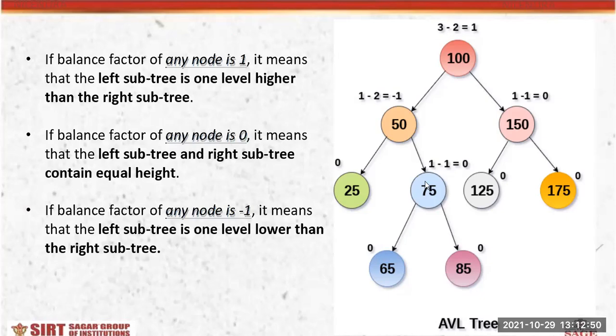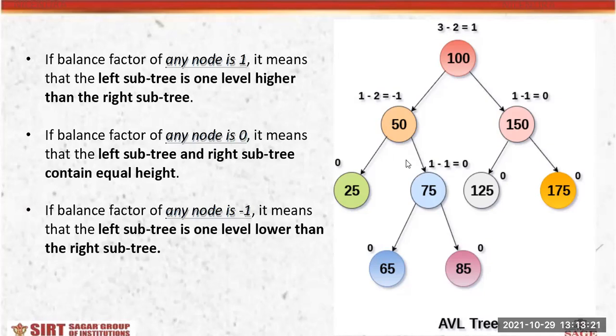How? You can see on the left side of 75 you have 65, and on the right side you have 85. The height, or you can say the degree, of a terminal node or leaf node is 0. For 75, we take the height of the left subtree minus the height of the right subtree, so it becomes 1 minus 1, which is 0. So the parent also has a balance factor of 0. That means it is balanced, so this is a balanced subtree.